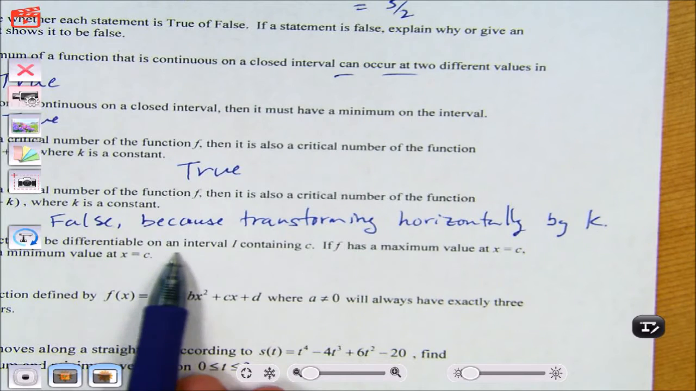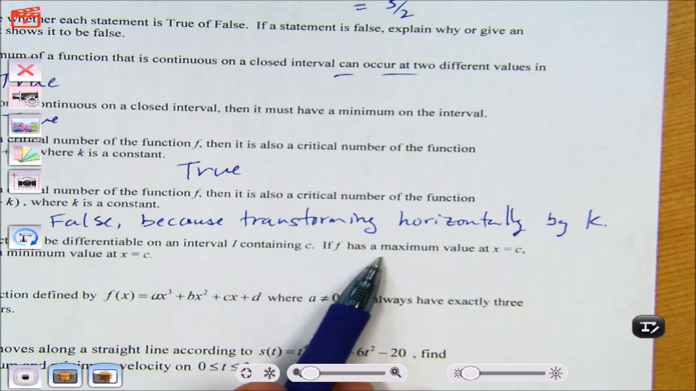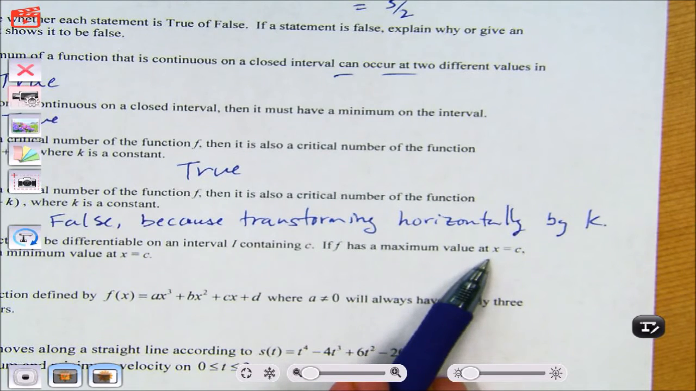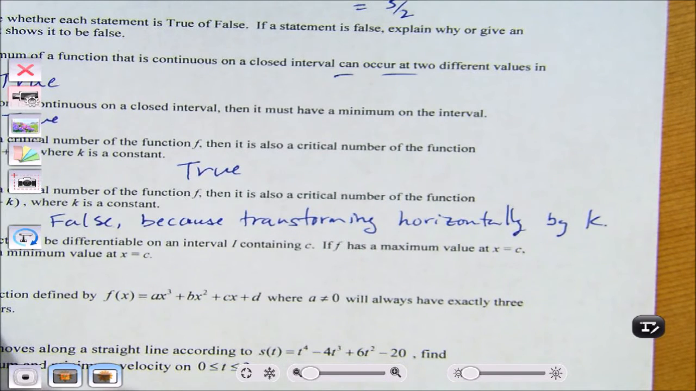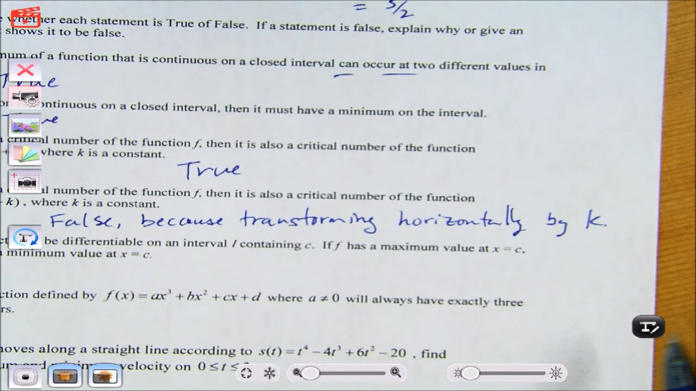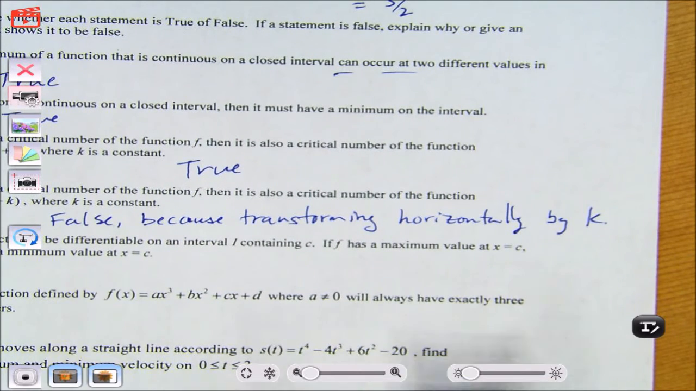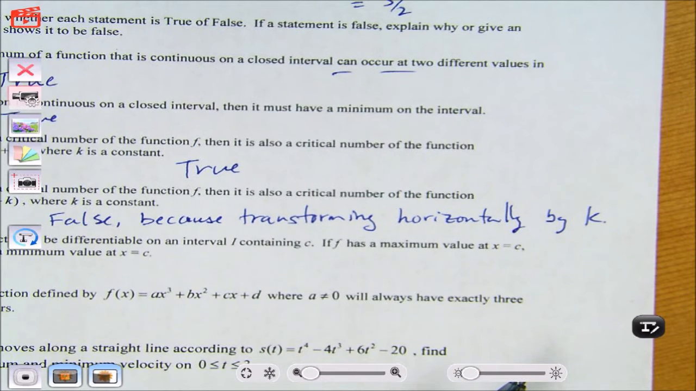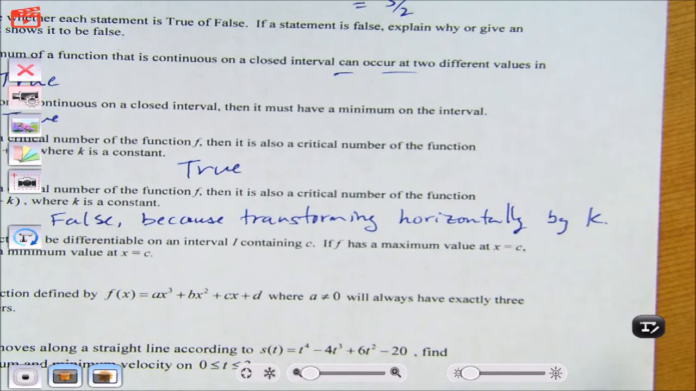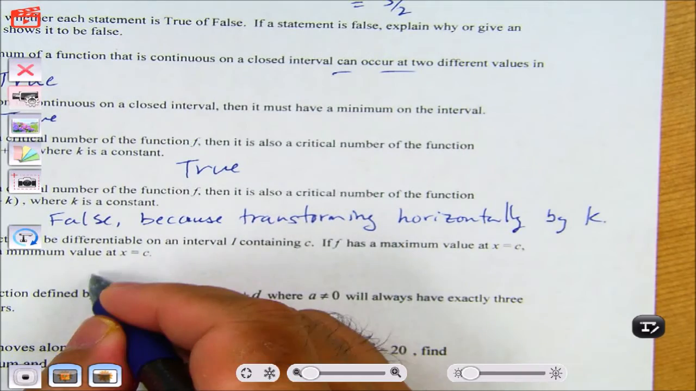Let the function f be differentiable on an interval I containing c. If f has a maximum value at x equals c, then negative f has a minimum value at x equals c. So all you did was flip it. If that's a max, then that's a min. True or false? That's true, right? True.